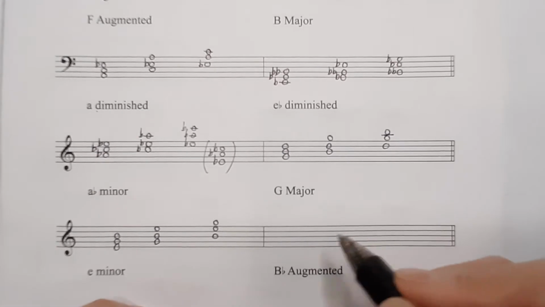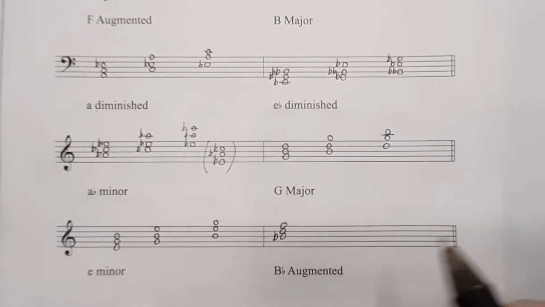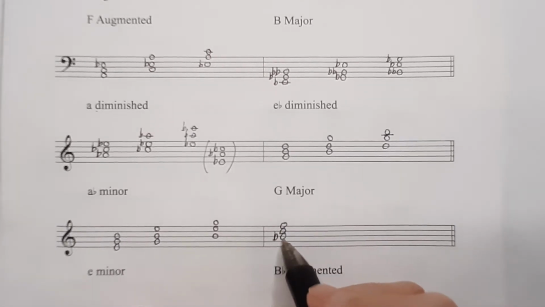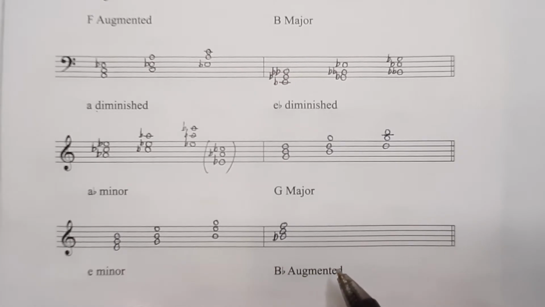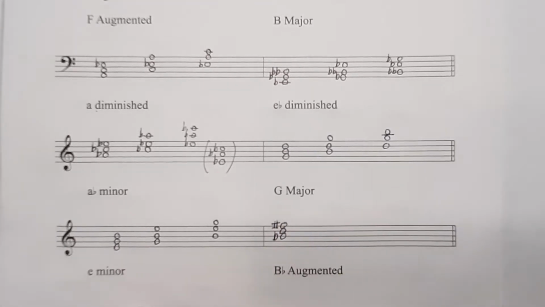Now, B flat augmented. Okay, so that we have B flat, D and F. Okay, is that augmented? No. In the key of B flat major, we have B flat, E flat, right? So this is B flat major. Now, how do you switch that to the augmented? Just sharp the top. Okay?